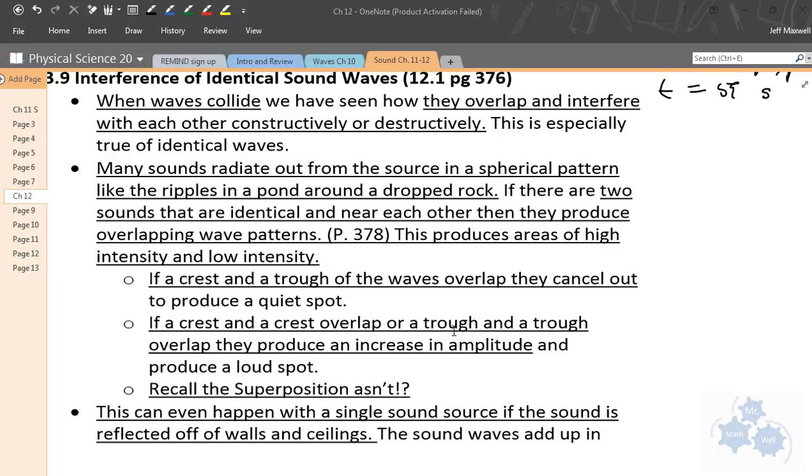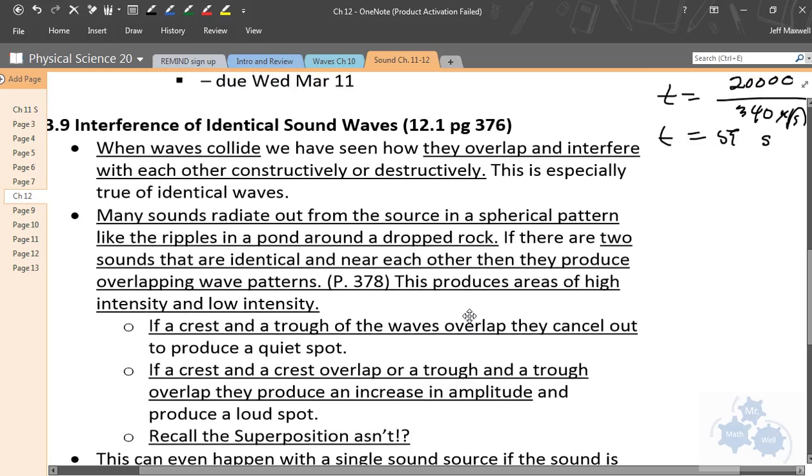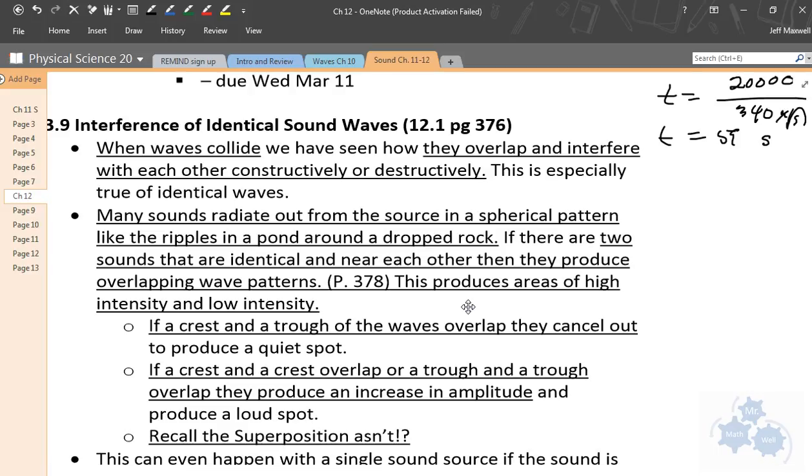Chapter 12, page 376, is entitled Interference of Sound Waves. In your textbook there, on page 376, you see a stroboscope photograph of a vibrating tuning fork. We've talked a lot about tuning forks, and if you look at the diagram there, the tuning fork vibrates in and out. It makes compressions and rarefactions, and the waves emanate out from the tuning fork.